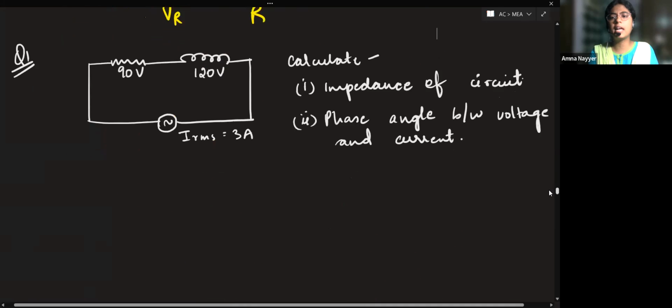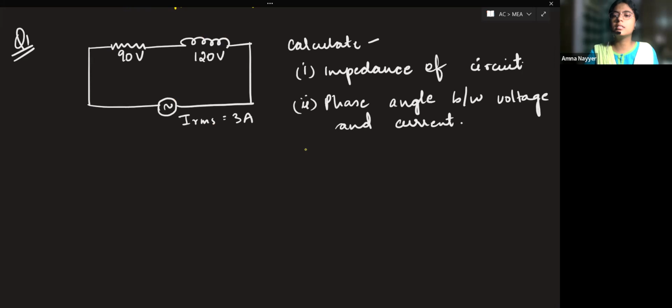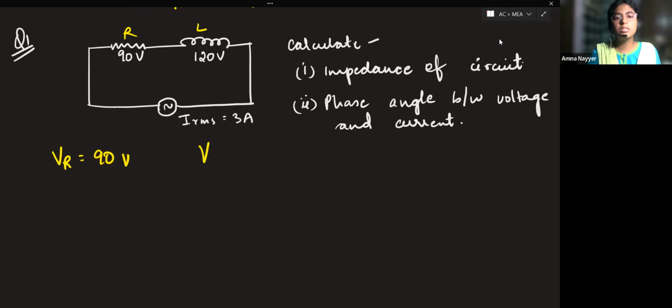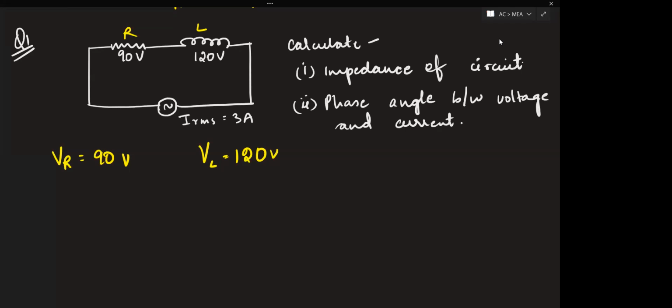One question we have: calculate the impedance of the circuit, and the phase angle between voltage and current. Now what do we have? This is a resistor, this is an inductor. The voltage across the resistor is given as 90 volts and the voltage across the inductor is given as 120 volts. We can do one thing. IRMS is there. Let's calculate the value of impedance that is provided.